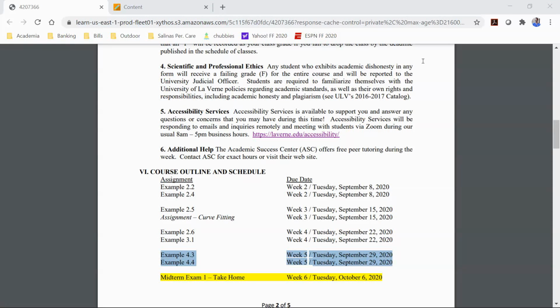Excuse me, Professor? Yes. After I go to the Blackboard, I opened the midterm 1, and I saw 2 forms. Are they the same one? Yeah, I posted one as a PDF and one as a Word file, but it's the same exact thing. Okay, thank you. Yep.